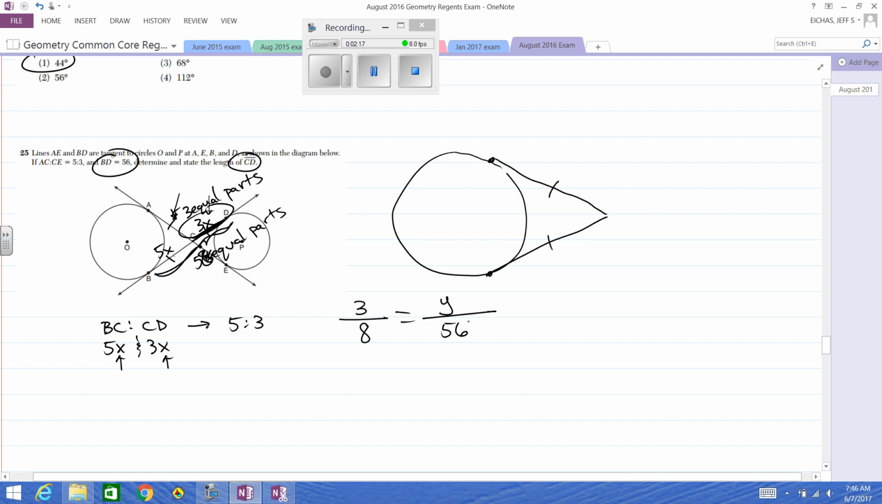This is just one way to do it. I like setting up the proportions for these type of problems, so we'll do that. So 3 times 56 is 168, divided by 8, and Y is going to be 21. So there's CD.